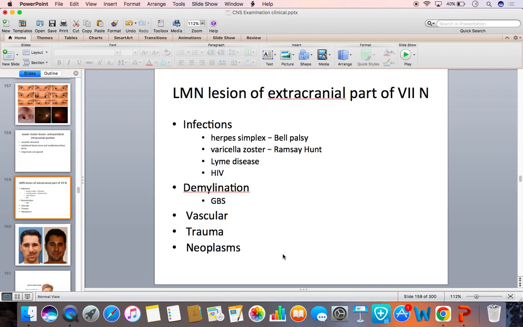Lower motor neuron lesion of extracranial part of the seventh nerve. It could be either due to infections. Herpes simplex causes Bell's palsy. Varicella zoster is associated with Ramsay Hunt, Lyme disease, and HIV. It could be due to demyelination, as part of the Guillain-Barré syndrome. It could be vascular lesion. It could be trauma or neoplasms.